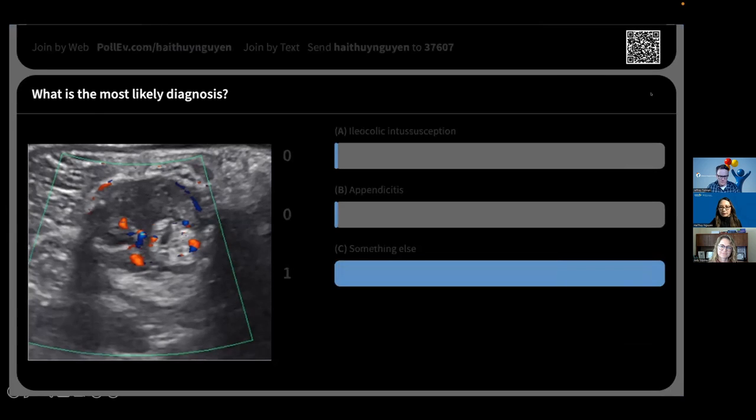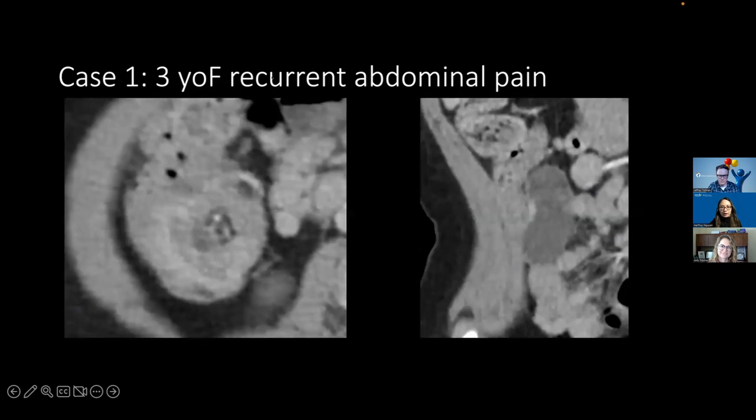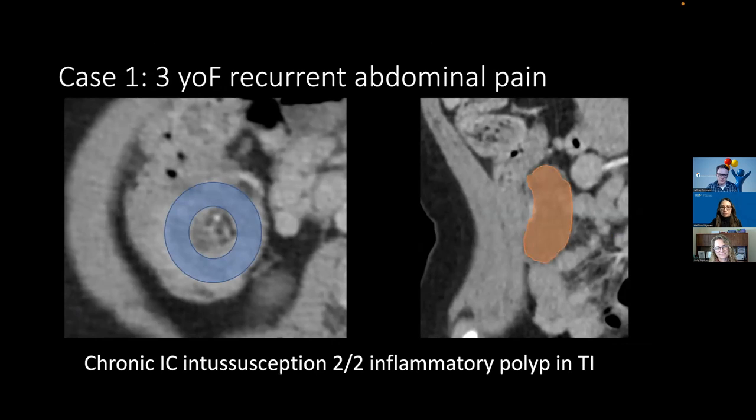We may not wait too long on this because we're running out of time. But essentially, it's something else. It is on CT, because we were not 100% sure, so we did a CT to look for other things. There was this target sign. It looked a little bit more like a target sign, and then there's this sausage-shaped thing. So we were thinking, oh, is there Meckel's? Is there something else? It turned out to be chronic ileocolic intussusception, but secondary to an inflammatory polyp. So there was a lead point in surgery.